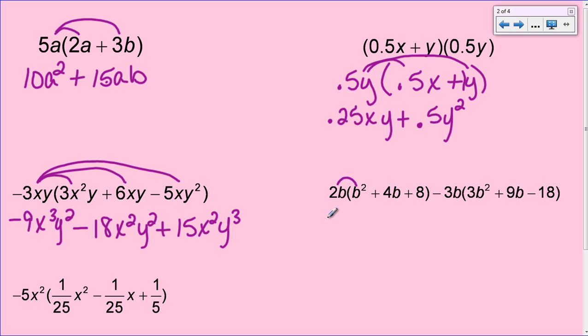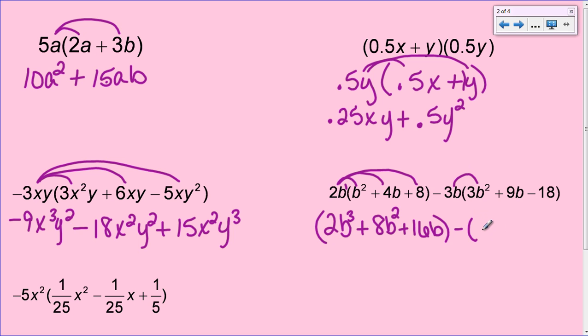2b times b squared becomes 2b to the third, because remember there's that invisible 1 there, you add your exponents. Then 2b times 4b becomes 8b squared, because b times b is b squared. And then 2b times 8 becomes 16b. Now I'm going to put that in parentheses because I'm going to have to subtract something from it, and it's a quantity, so I'm going to keep it together. So I'm going to put another set of parentheses here, and I'm going to multiply.